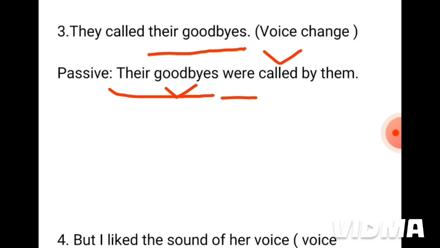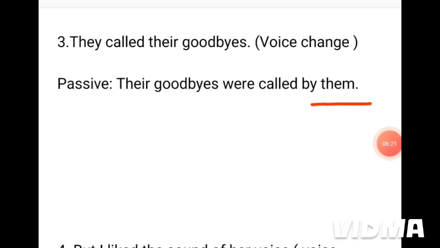Called is the past participle form of the verb call. By them. This them is the objective form of the subject they. So the entire sentence is: their goodbyes were called by them.